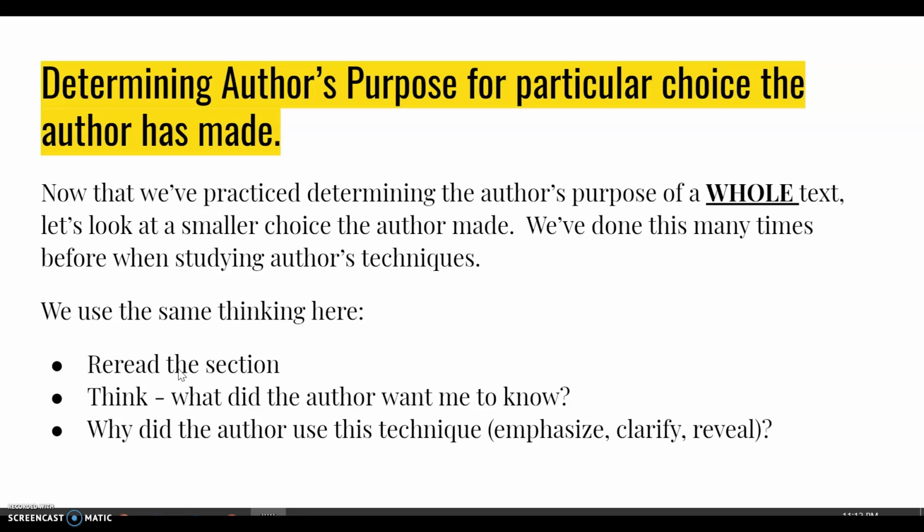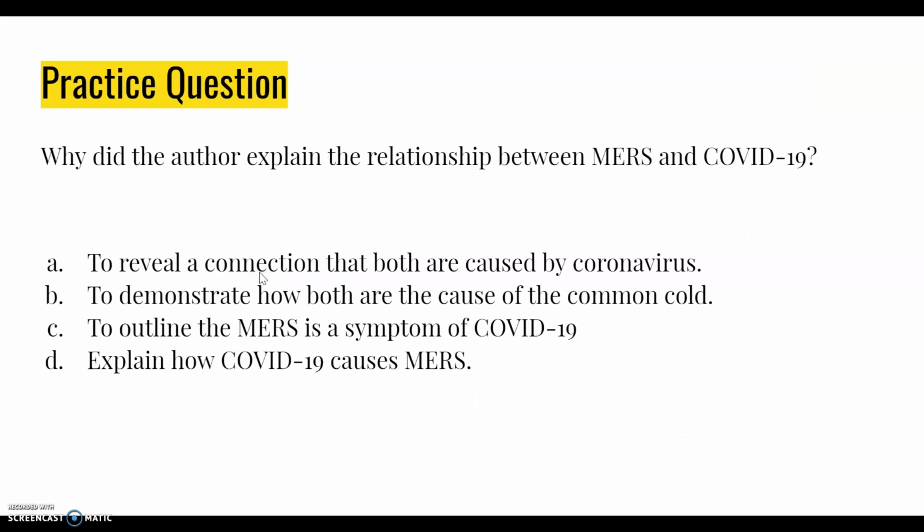We're going to think, what did the author want me to know? And why did the author use this technique? Was he emphasizing, clarifying, or revealing something to the reader? The question that we're going to practice with is this: why did the author explain the relationship between MERS and COVID-19? So I'm going to go back and reread the section that I can find the answer in, and I'm going to be thinking, why did the author explain this relationship? Was he revealing something? Was he trying to demonstrate something, outline something, or explain? Let's go ahead and go back and reread.